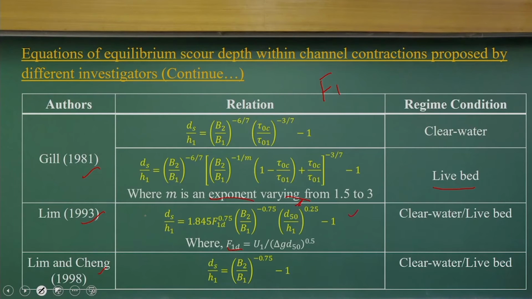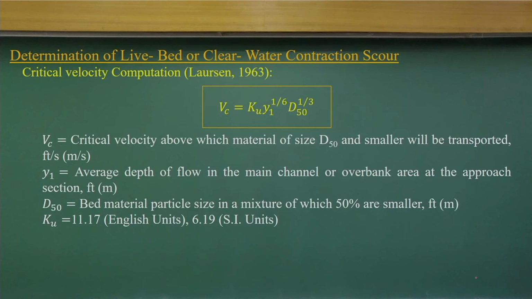That is what the 93 and 98 studies also changed, and they also developed these simple equations. Only if you know B1, B2 and H1, you can know what the scour hole could be. So, that is all for these regime conditions, clear water or live bed.